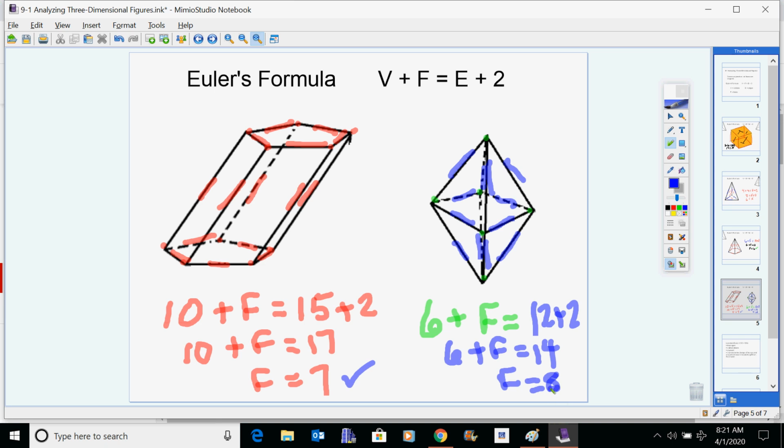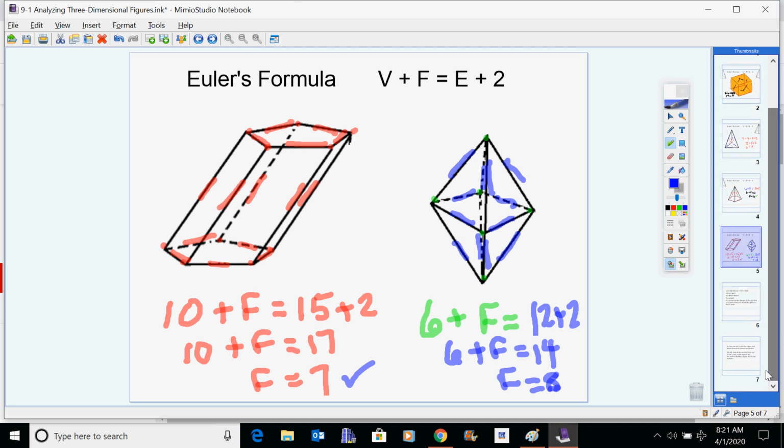Okay, so 8 flat surfaces. There's 1, 2, 3, 4. You can see the 4 triangles up here and the 4 triangles down here. So once again, there are 8 faces. So hopefully that all made sense to you. You can find the missing pieces and you can go through and do a lot of good problems like that. I'll leave you to working on the assignment.